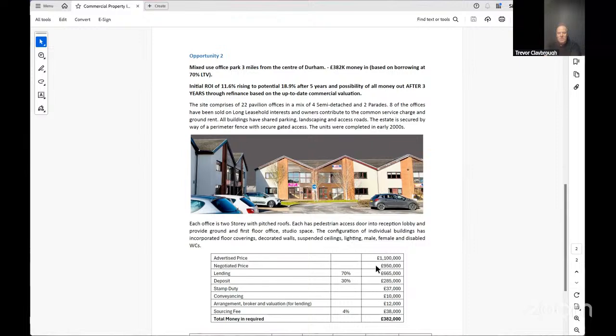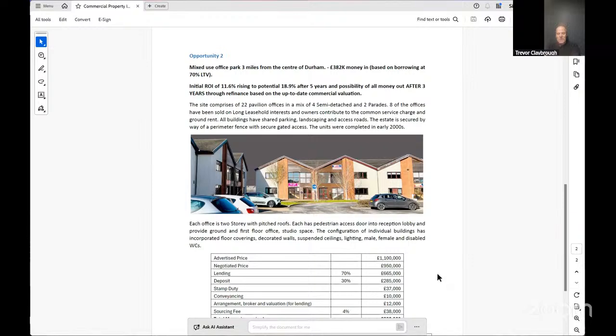So on here we've got, again, the difference between the advertised price and the negotiated price. Again, 70% lending. By the way, it's not that difficult to get lending on these types of properties because the risk is relatively small for the lender. So we've got the deposit needed here, the stamp duty, conveyancing, broker fees, sourcing fee.